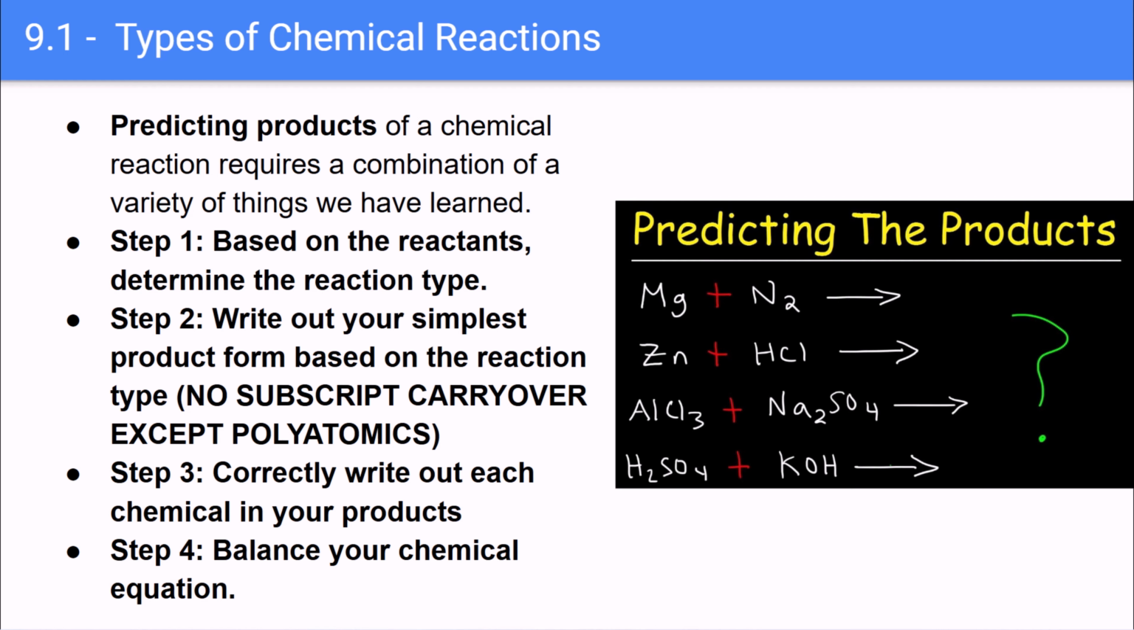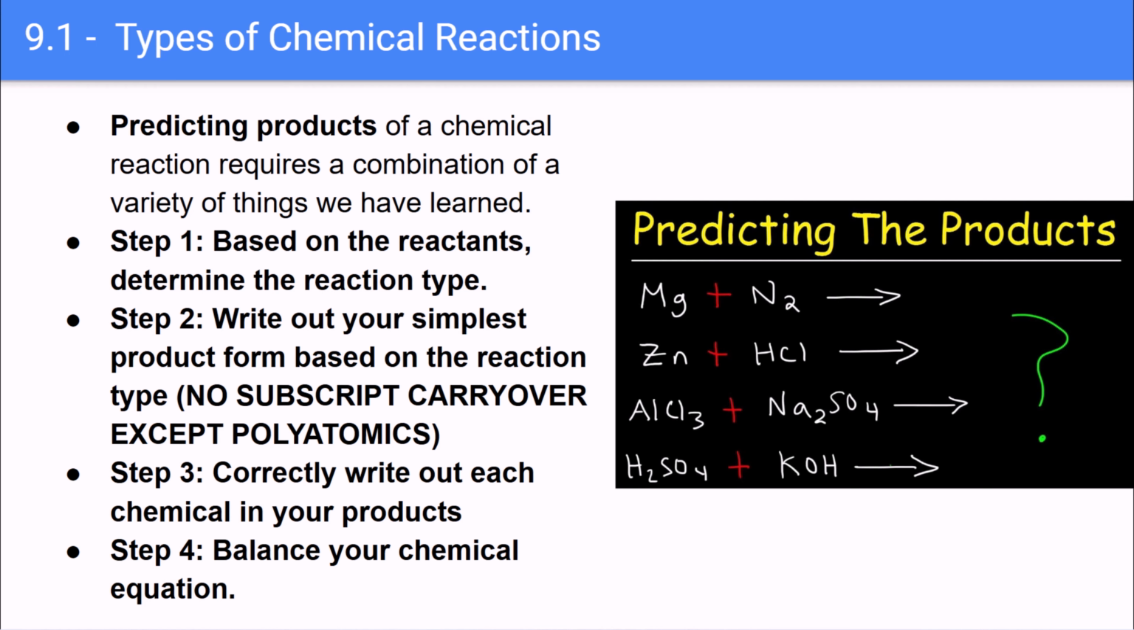Secondly, we want to be able to write out our simplest product form based on the reaction type. If you remember, there were quite a variety of little miniature equations at the very beginning of each of the slides that showed the different types of reactions, like A plus B yields AB, or XY breaks apart into X plus Y. It's very important that you follow those steps and break them apart accordingly, but also we do not carry over subscripts unless we have polyatomic ions. Remember that subscripts are determined by whether something's a diatom or not, or by what other chemicals it's bonded to.